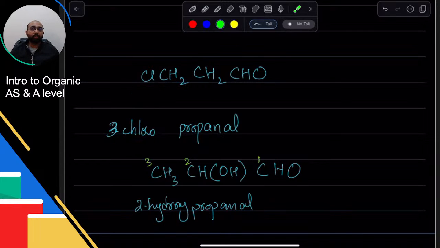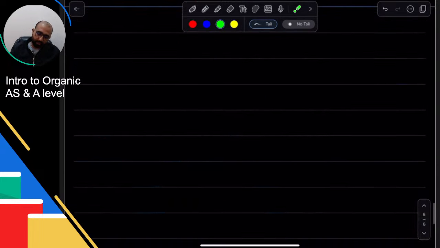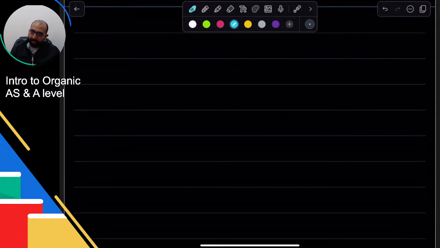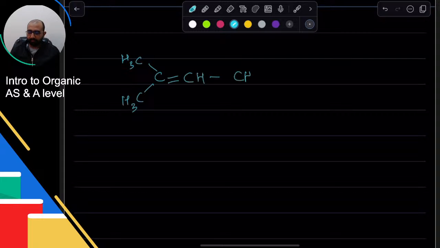But even though they both had different functional groups, the one that has higher priority comes first. Okay, let's take one step further. So this one I'm going to draw out a little bit. Okay, let's try to name this one.